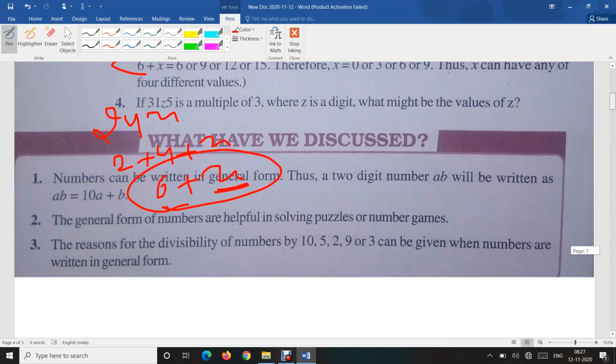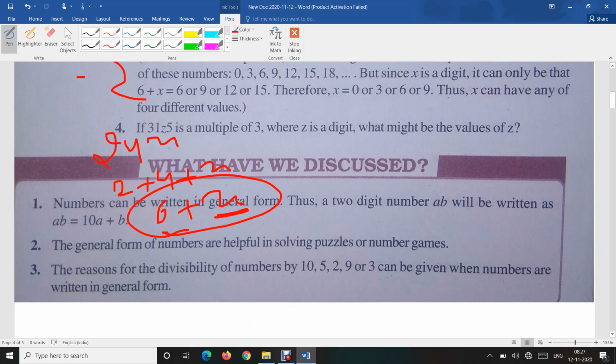Now let us move towards the next question, which is question number 4 and the last question of your exercise. If 31z5 is a multiple of 3, that means again the sum of these digits should be divisible by 3, where z is a digit. Also z is a digit, not a number. That means z will vary from 0 to 9. What might be the values of z? We have to find the values of z.